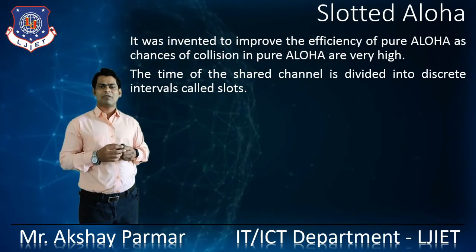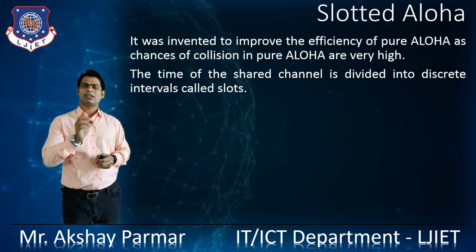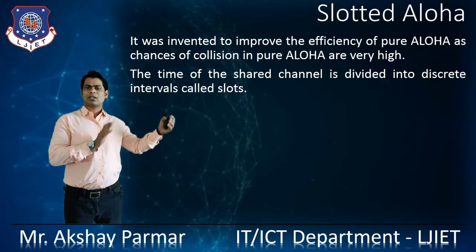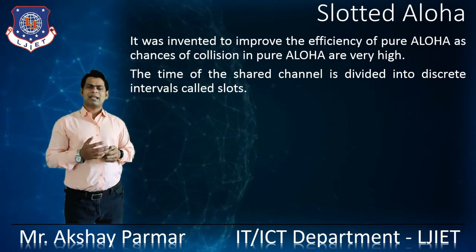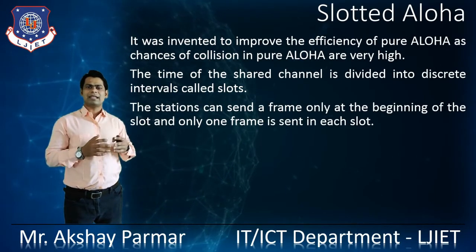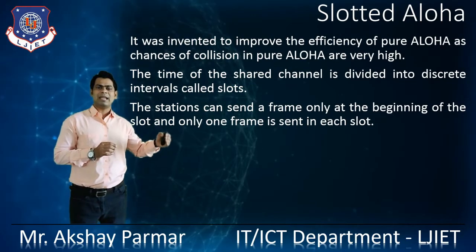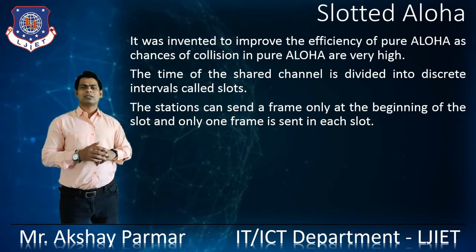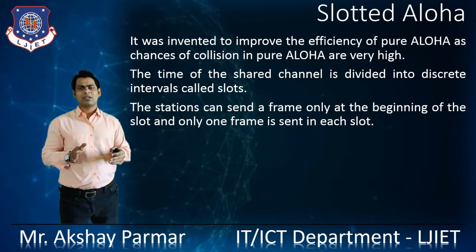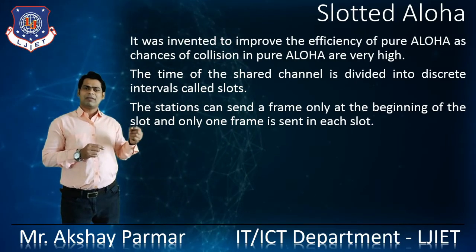right? The time of the shared channel is divided into discrete intervals, and each discrete interval is called a slot here, right? So the channel is divided into slots, right? After that, the sender can send data in those particular slots only, right? The station can send the frame only at the beginning of the slot, and only one frame is sent in each slot, right? So the channel is divided into slots, and a slot can be used by any station. That station can send the frame only at the beginning of the slot, and only one frame is sent in each slot.